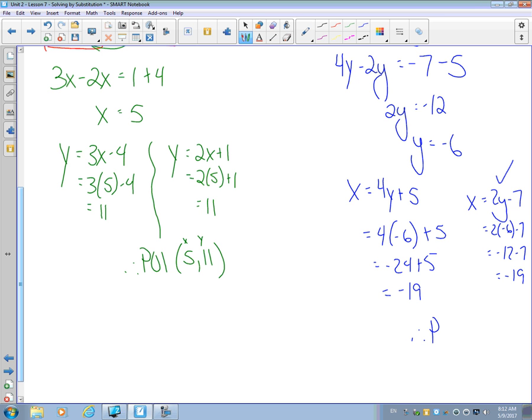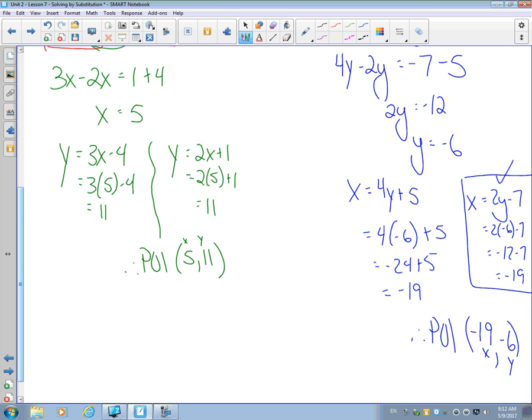My POI is, be careful here, put in the right order, x comes first: negative 19 and negative 6. This is your x and this is your y. And I know it's the right answer because I did my check, I did this check over here. Got the same answer either way. So that's one method of solving these things.